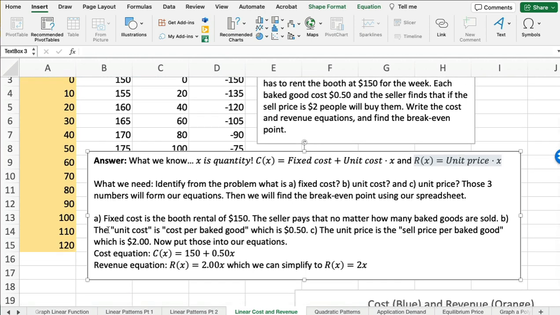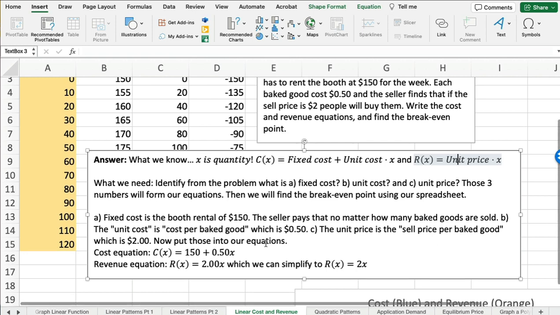So first, the fixed cost is our booth rental of $150, because the seller has to pay that no matter how many baked goods are sold. That's what makes it a fixed cost. The unit cost, which is the cost per baked good to the seller, is 50 cents. And then the unit price is the sell price per baked good, which is $2.